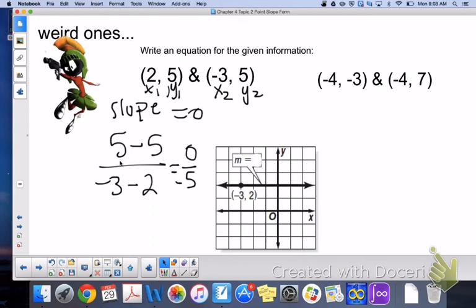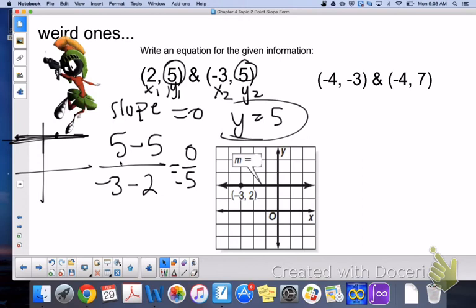When your slope is 0, think about what that graph looks like. The points are (2, 5) and (-3, 5). That looks like this, a horizontal line that goes through the y-axis at 5. So y equals 5 is the equation.